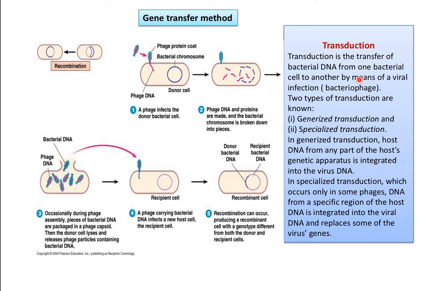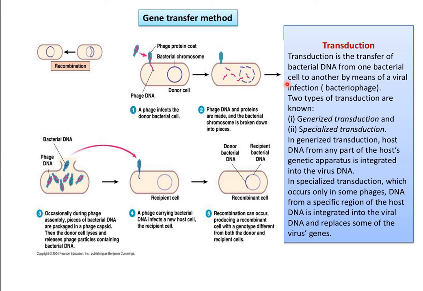Talking about the gene transfer method, there are three methods: transduction, transformation and conjugation. Transduction is defined as the transfer of bacterial DNA from one bacterial cell to another by means of a viral infection, that is a bacteriophage. There are two types of transduction known, generalized transduction and specialized transduction.